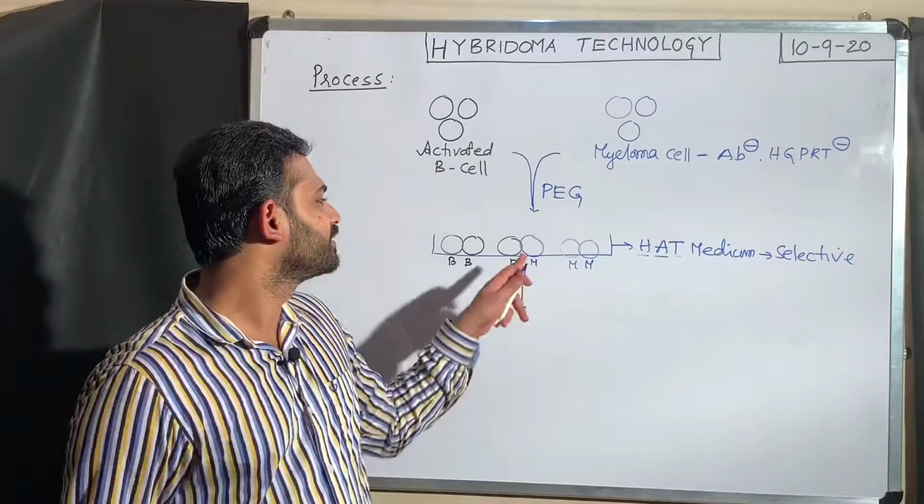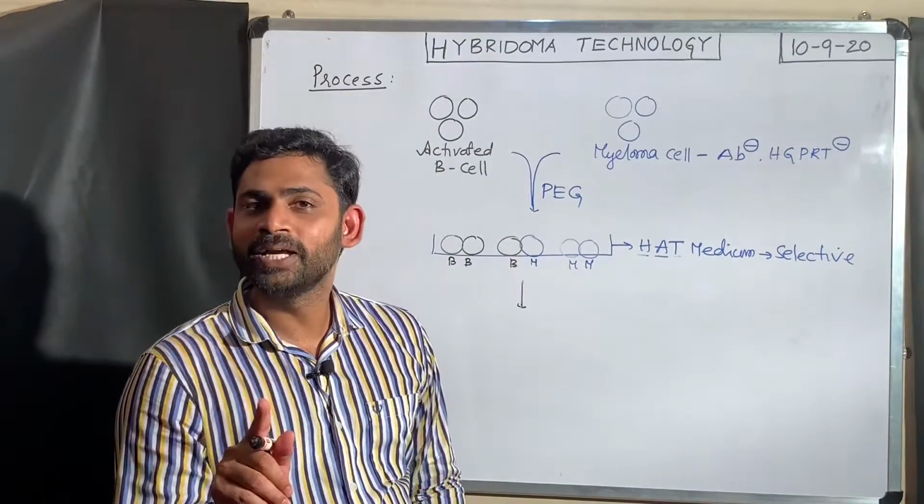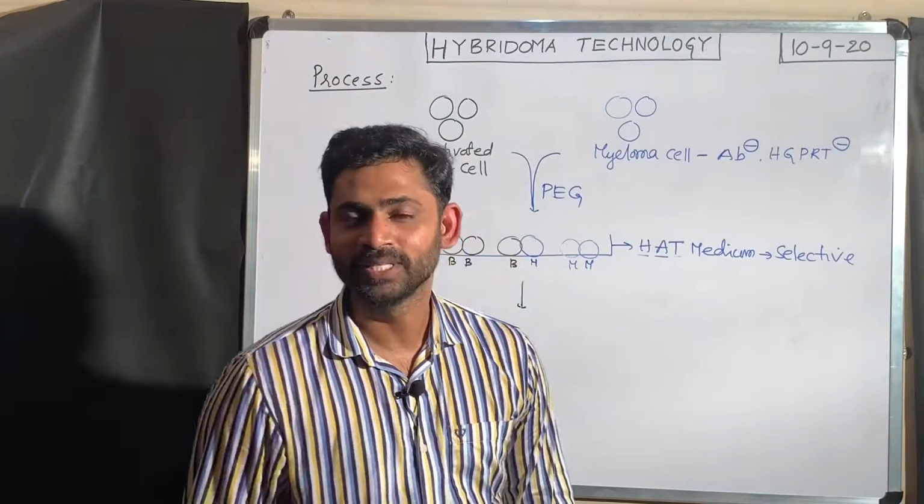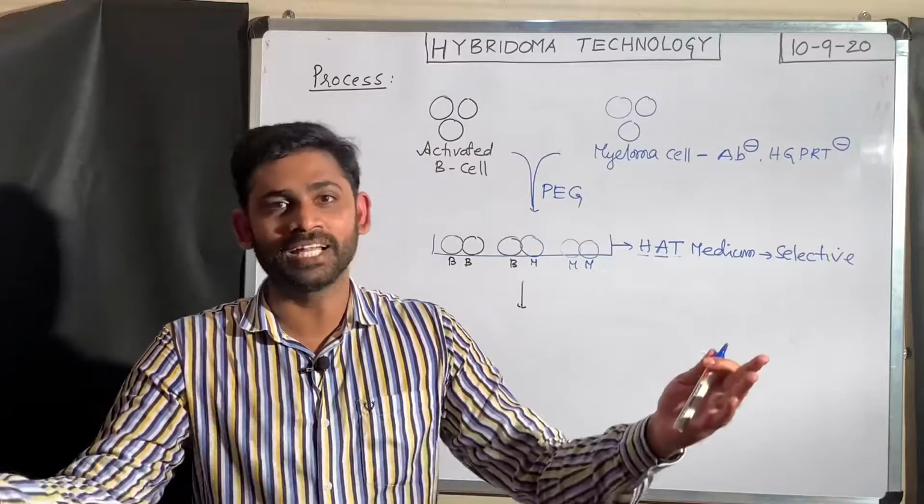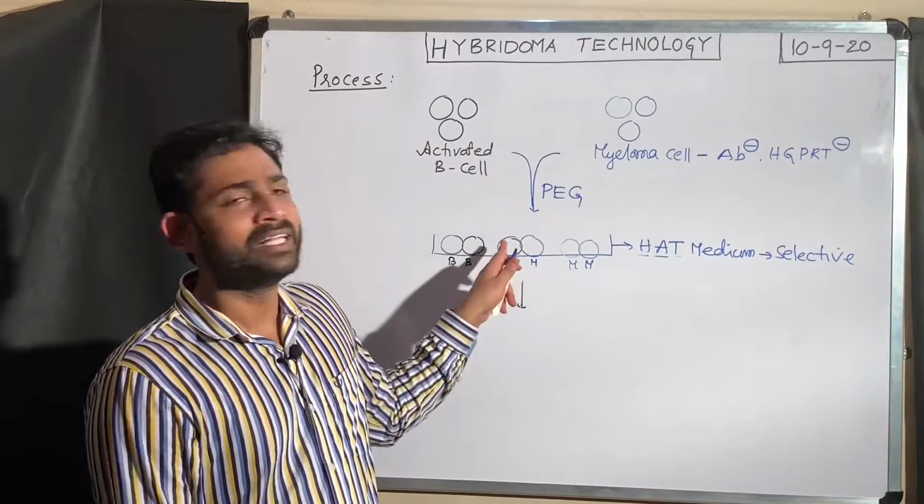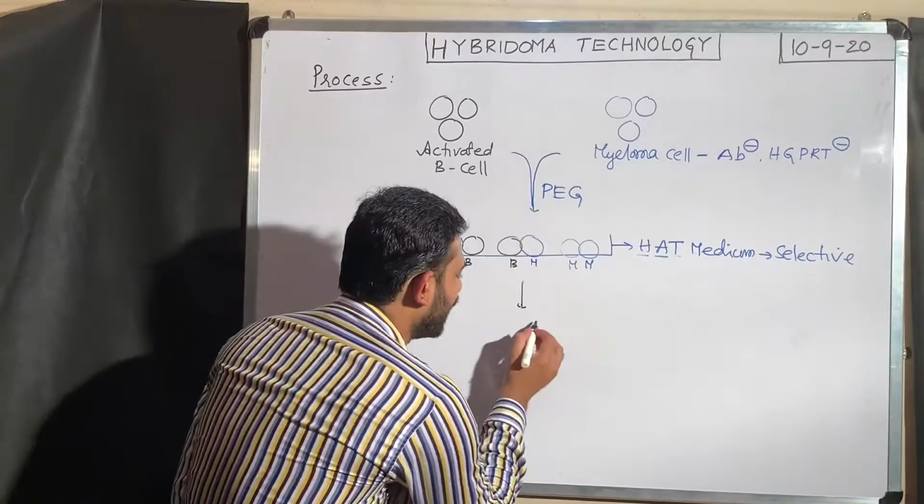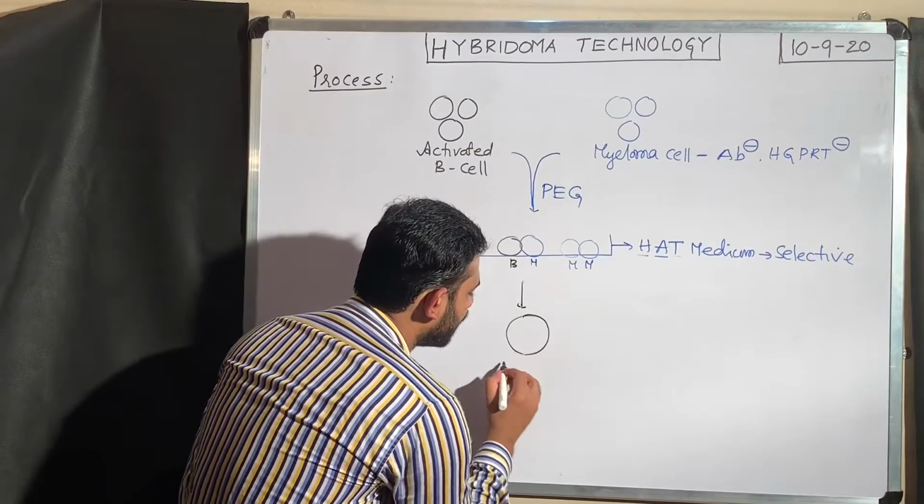One thing. Second, what is the myeloma cell? What I said, myeloma cells are the cancer of plasma cells. Cancer means infinite cell division. That means this B and myeloma cell as a whole, this is a hybrid cell.